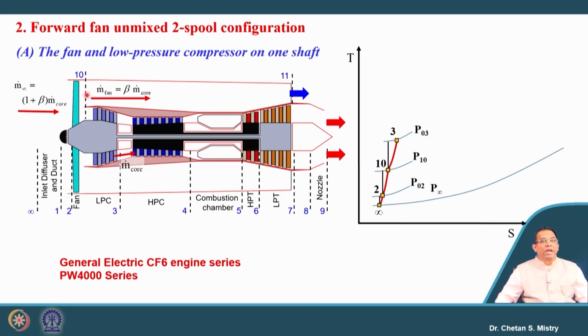So, some of the air will be bypassed through this nozzle and some of the air will be entering inside our core engine. So, my entry pressure will be P10. So, do not get confused with this part.